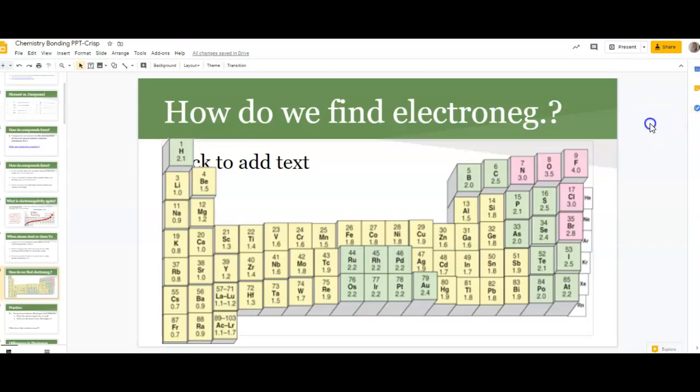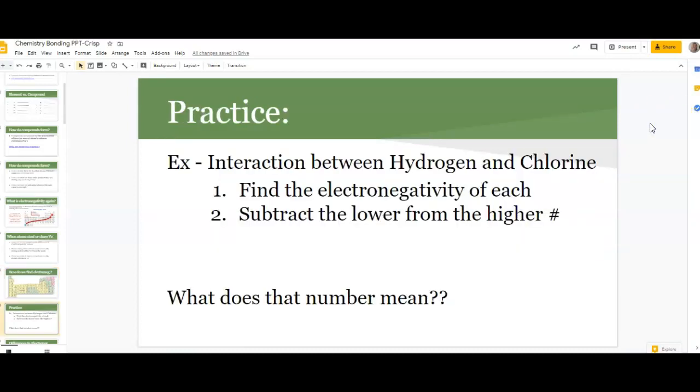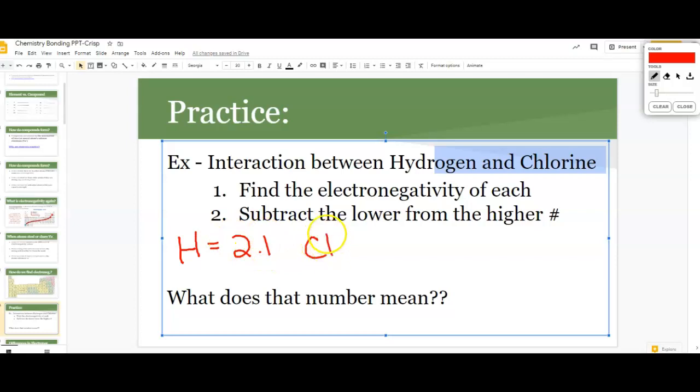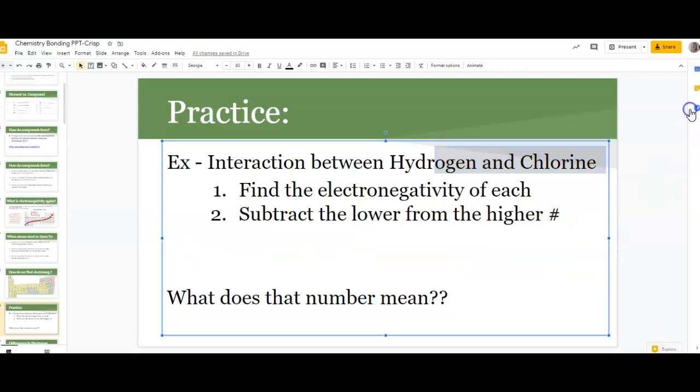So let me go to the next slide and figure out where we were here. So we had hydrogen at 2.1 and we had chlorine at 3. So to figure out the electronegativity difference, you would just take 3 minus 2.1 and you would get 0.9. Sorry for the kindergartner handwriting here. So that's our electronegativity difference. Great, we have a number, but what does that even mean?